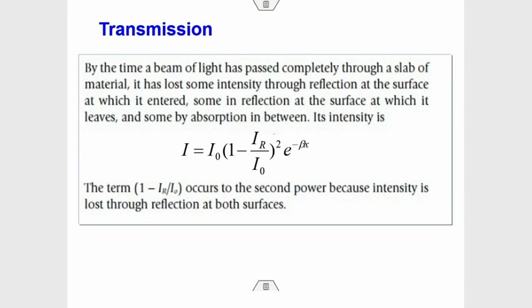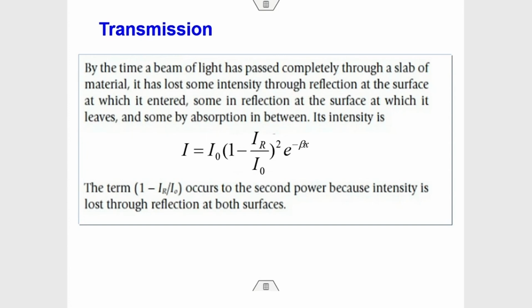So what about transmission? We have discussed reflections, we have discussed absorption, and now we are discussing transmission. By the time a beam of light has passed completely through a slab of material, it must have lost some intensity because of reflections at the surface it entered, and also because of absorption in between. So its intensity will be like this.